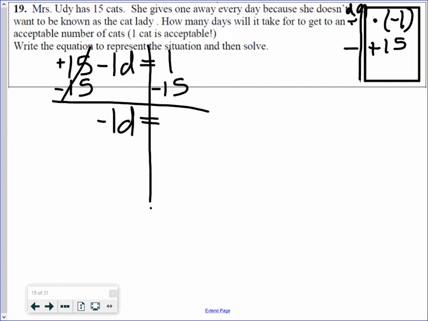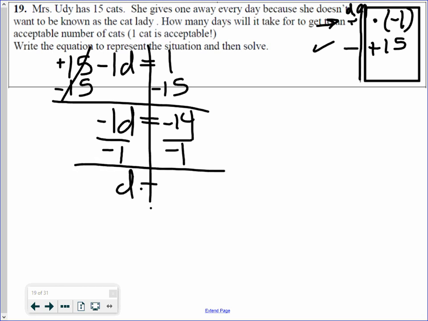Okay. Then we have 1 minus 15 is negative 14. Then our next step is to divide by a negative 1. Divide by negative 1, divide by negative 1, and I get D equals positive 14. So it will take 14 days for Mrs. Judy to not be that cat lady.